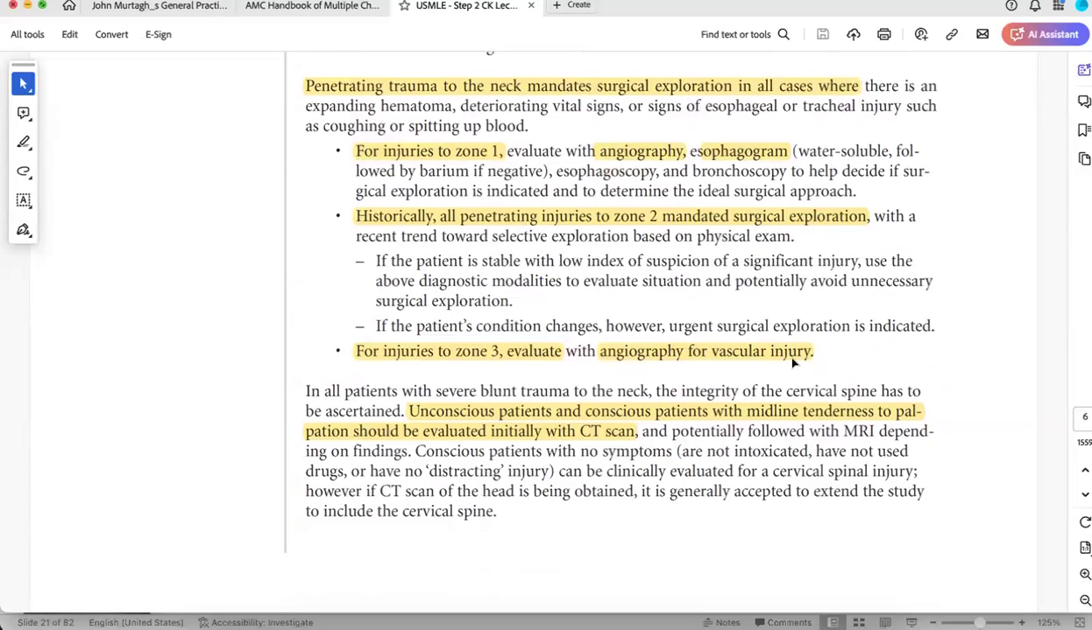And for zone 3, again, most of the time it can cause vascular injury, so you do an angiogram. So just remember that zone 1 requires investigation first, zone 2 immediate surgical exploration, and zone 3 just an angiogram.